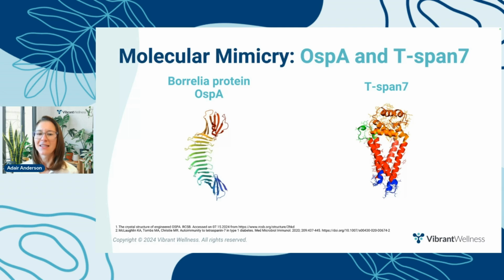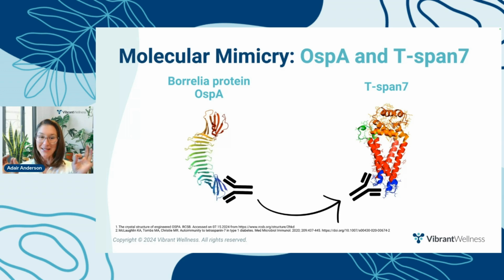Now, let's take a look at the Lyme arthritis marker tetraspanin 7, or TSPAN7 for short. TSPAN7 is a newly identified glycoprotein that shares sequence similarity to the Borrelia protein OspA. Antibodies against OspA may remain in Lyme disease patients long after antibiotic treatment. This may result in cross-reactivity between these antibodies and TSPAN7, resulting in Lyme arthritis. Cross-reactivity of anti-OspA antibodies with TSPAN7 had been observed previously in Lyme arthritis patients.